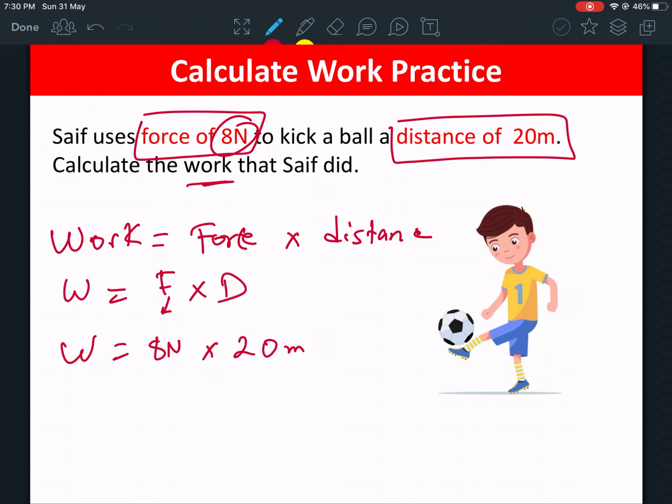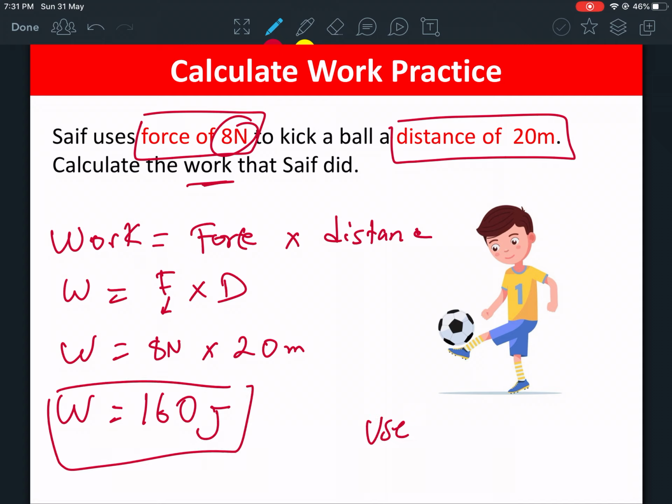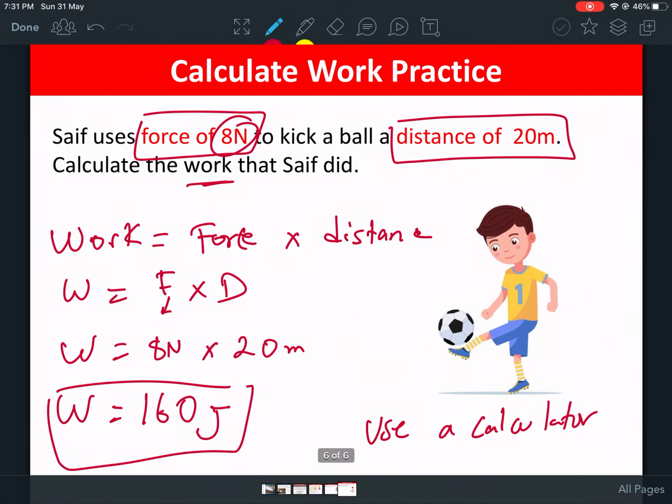It's 20 meters. W equals 2 times 8, 16. There's the 0, bring it here. It's J. Now you can use a calculator. W equals 160 J. You can use a calculator if you want to multiply. If you don't know the answer, it's fine, use a calculator. Even in the quiz, just use a calculator, no big deal.